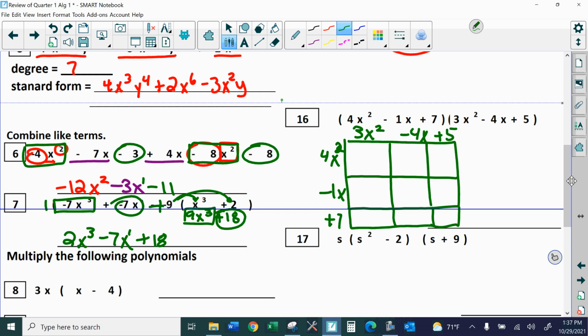4x squared times 3x squared is 12x to the fourth. 4x squared times negative 4 is negative 16x cubed. 4x squared times 5 is 20x squared.